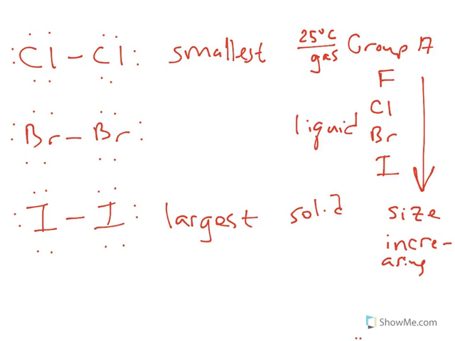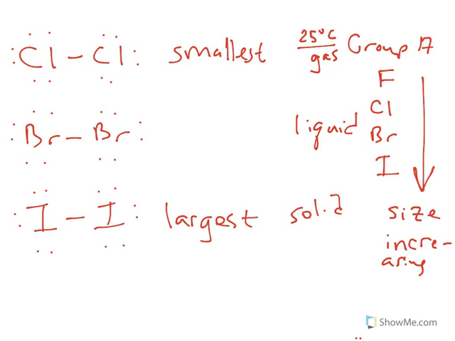Now, a little caveat here: iodine actually is a material that sublimes at room temperature and standard pressure. But you get the point. We go from a gas, to a liquid, to a solid, and that's because of the energy present at 25 degrees C. Chlorine is so small that 25 degrees C is enough heat energy to separate the particles into the gas phase.